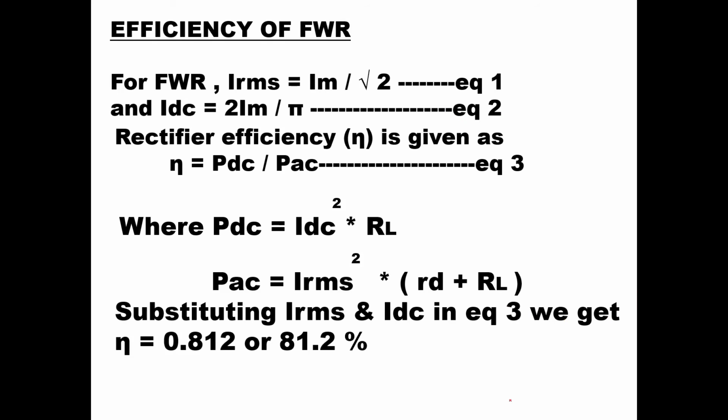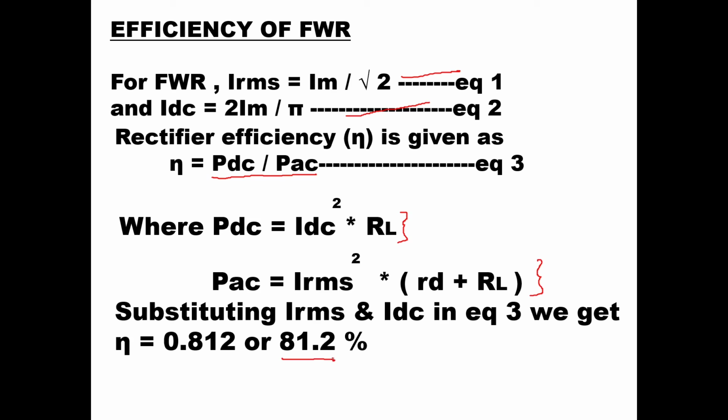Similarly, if you go to see the efficiency of the full wave rectifier, for the full wave rectifier you can see equation number 1, IRMS is equal to Im by root 2, and IDC is equal to 2 Im by pi. And the same way, efficiency will be equal to PDC upon PAC, where we take PDC as I square DC into RL, and PAC as I square RMS into diode resistance plus load resistance. If you substitute those values, you will get the efficiency of the full wave rectifier as 81.2%.